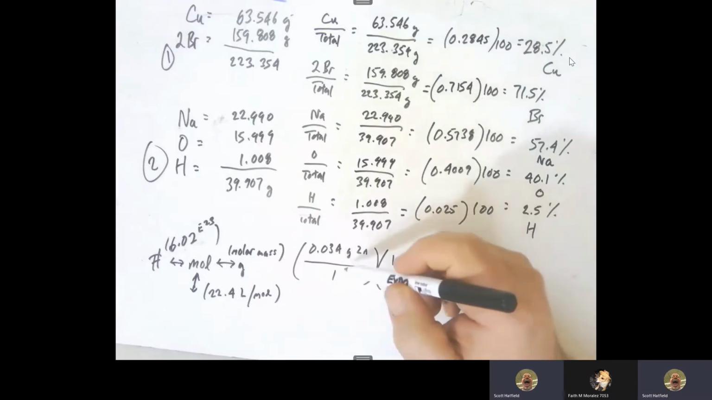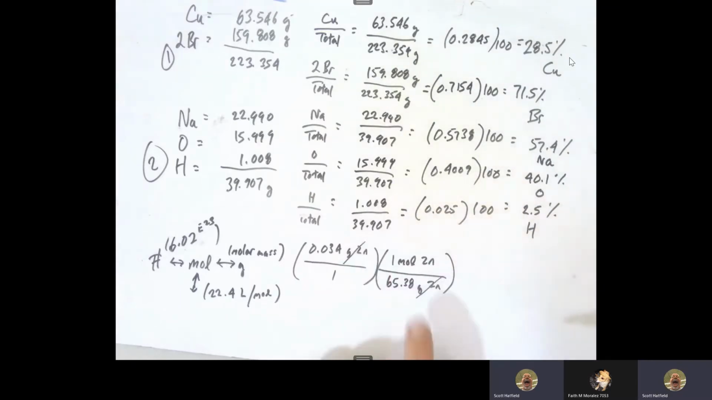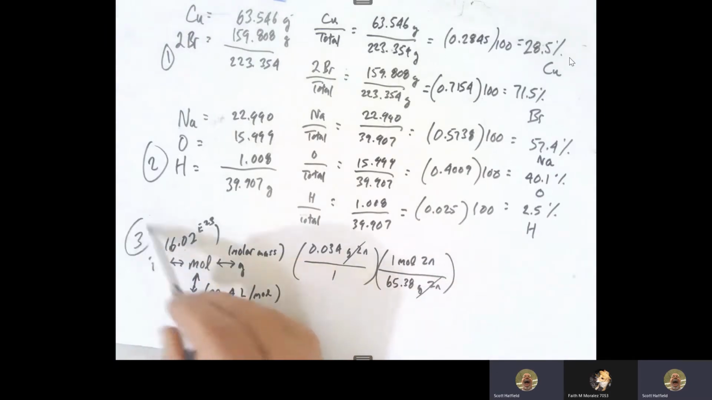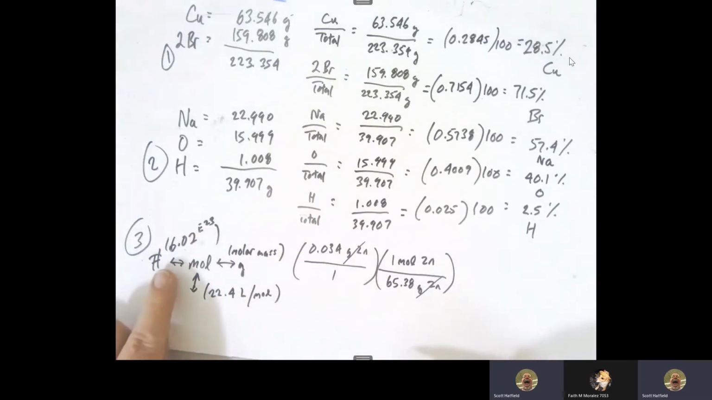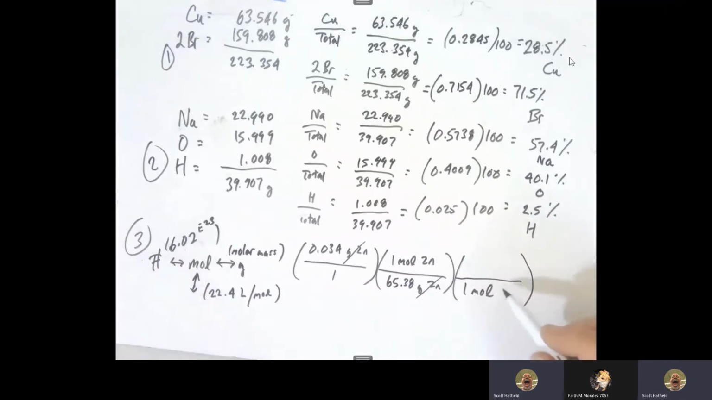Now, of course, we can cancel the grams of zinc out, and if we stop here, we end up with an answer in moles, but they don't want that for problem 3. For problem 3, they want the answer to be the number of molecules, and so we have to add a second step, a second conversion factor, and that conversion factor is Avogadro's number. If you want to know the actual number, you need Avogadro's number. So if you have 1 mole of anything, you have 6.02 times 10 to the 23rd of that something.